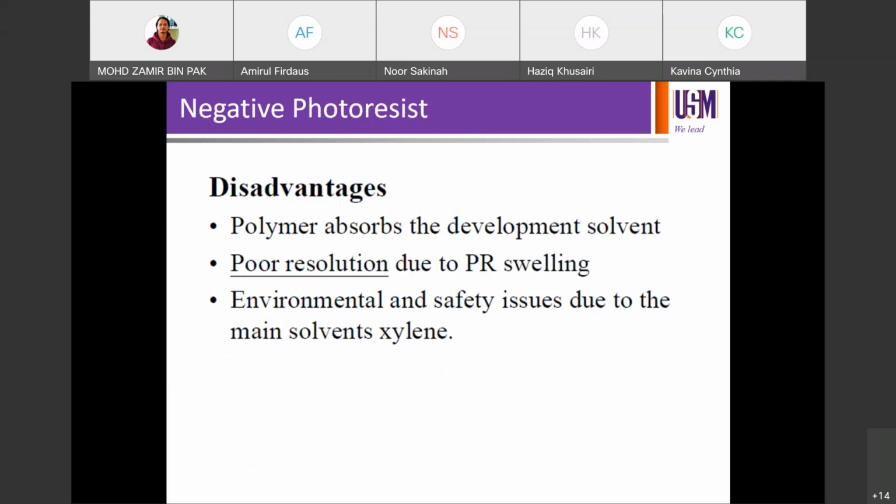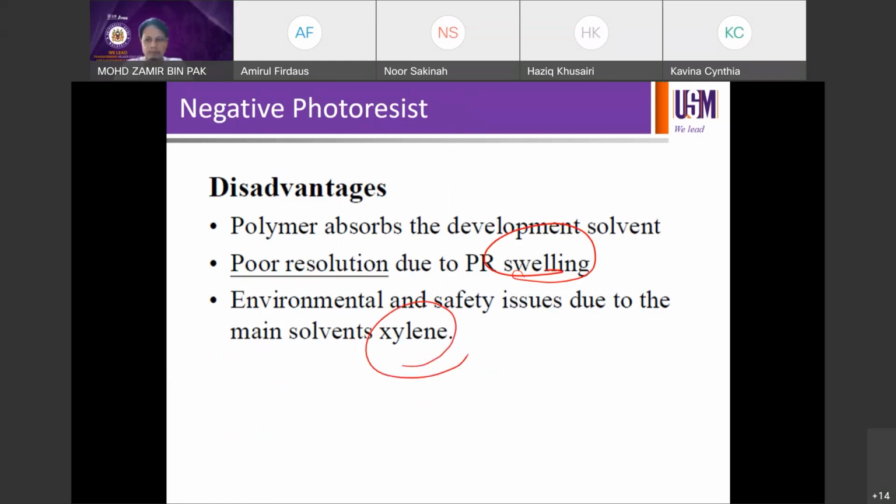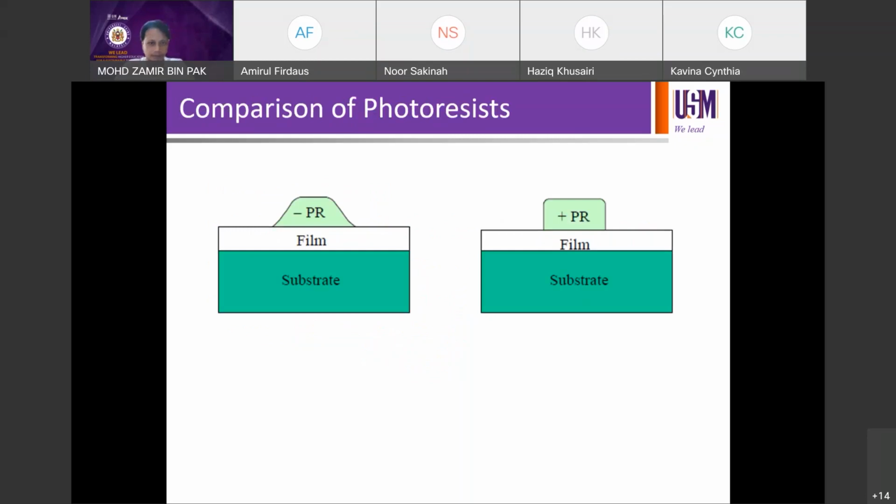Disadvantages of negative resist: the polymer absorbs the development solvent, poor resolution due to PR swelling. Resist ni boleh swelling, dia boleh membengkak in some condition. So, environmental and safety issue due to main solvent xylene, right? There's always environmental issues related to the fab because fabs contain all the dangerous chemicals and gases as well. So always pose environmental and safety issues to the staff and the environment.